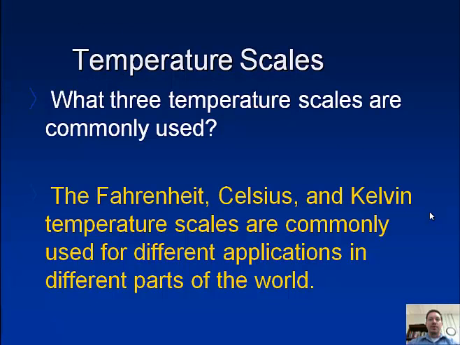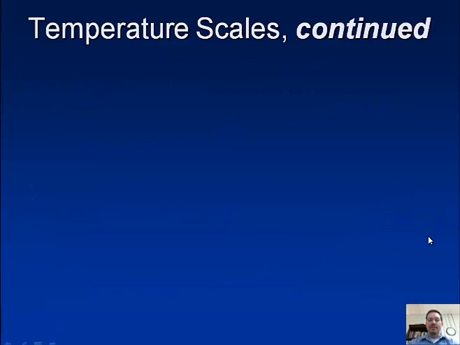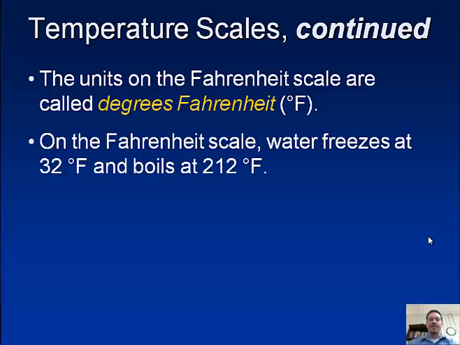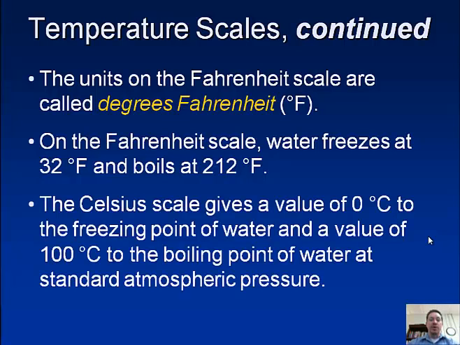Alright, so temperature scales. What three temperature scales are commonly used? We've got Fahrenheit, Celsius, and Kelvin. And then we use these for different applications. So the units of Fahrenheit are called degrees Fahrenheit. So on the Fahrenheit scale, water freezes at 32 degrees Fahrenheit and boils at 212. This is the one we're most familiar with.